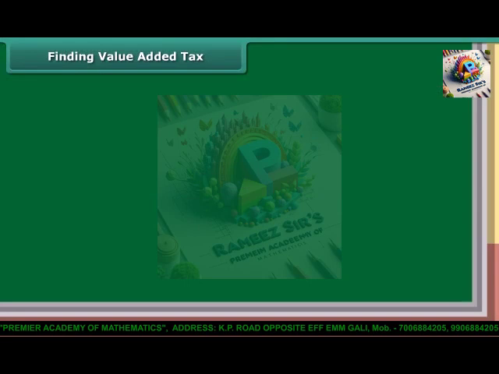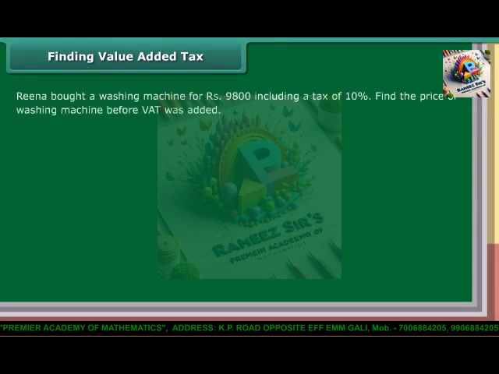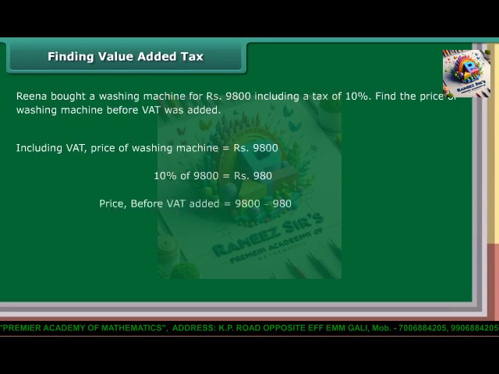Finding value added tax. Reena bought a washing machine for rupees 9800, including a tax of 10%. Find the price of the washing machine before VAT was added. Including VAT, the price of the washing machine is equal to rupees 9800. 10% of 9800 is equal to rupees 980. Price before VAT added is equal to 9800 minus 980, which is equal to rupees 8820.